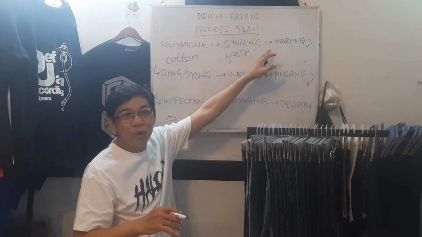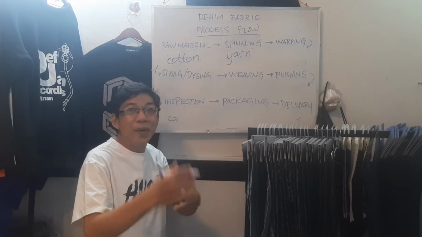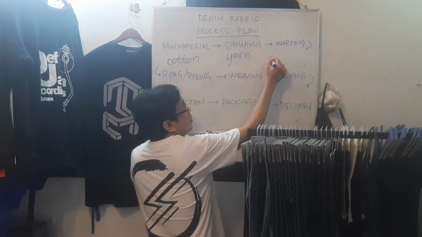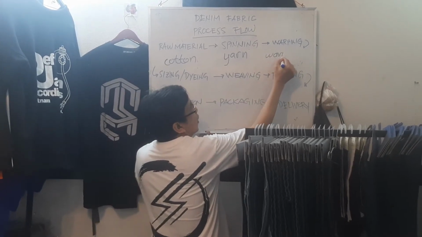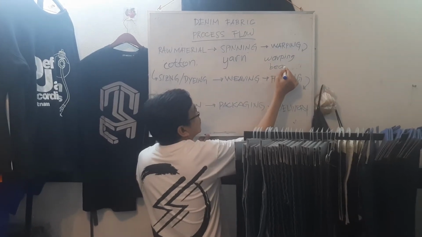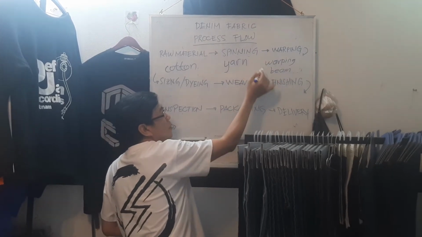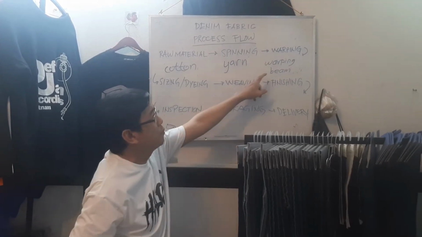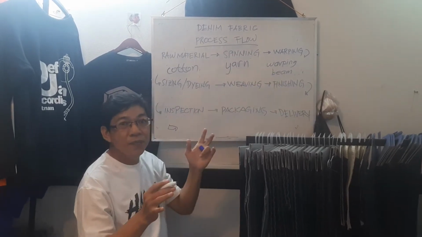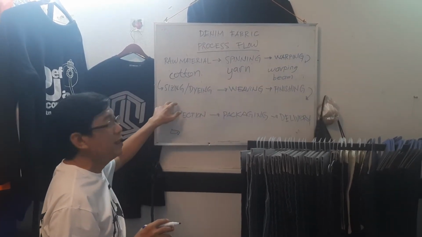So what will they do in the warping? The yarn will be put in the warping beam. They will put the yarn in the warping, so they will put it on the beam. So the end product is the warping beam. So if you have the warping beam, now you will put it in the sizing and dyeing process.